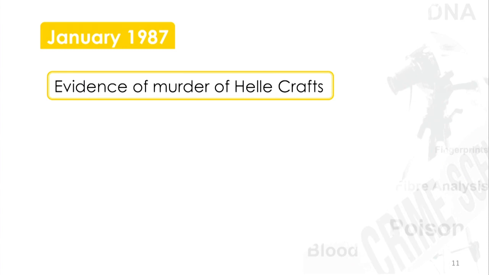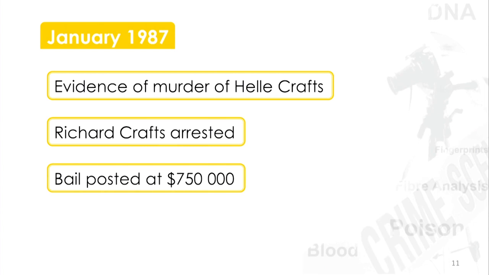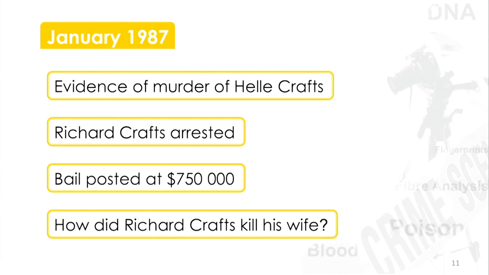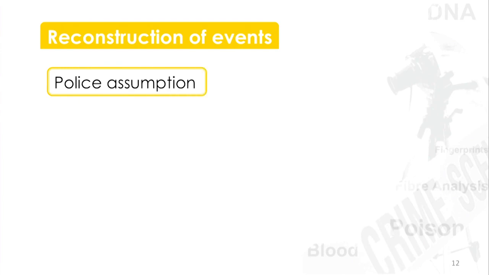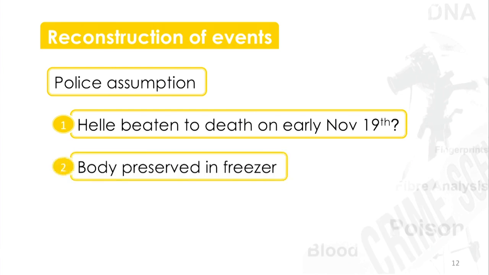In January, Richard Crafts was arrested, and bail was posted at the very large sum of $750,000. The police then set about reconstructing how Richard Crafts killed his wife. Now remember that drops of blood had been found in the bedroom, so they suggested that she'd been beaten to death in the bedroom during the early morning of November the 19th. Now the police then suggested that Crafts had put his wife's body in the freezer to preserve it while he prepared for its disposal.